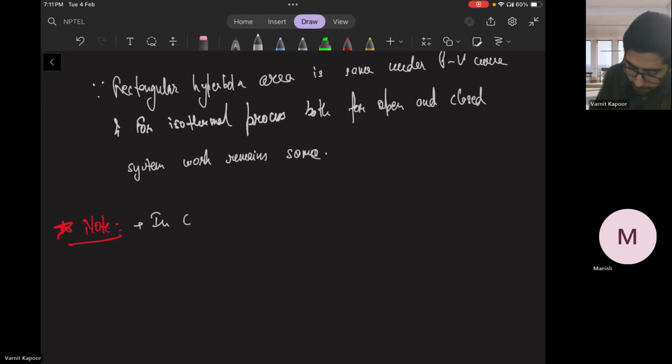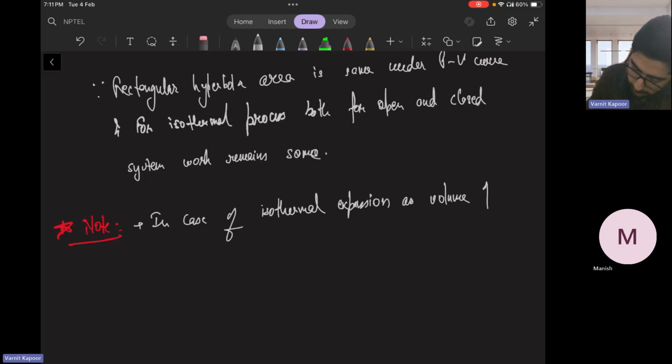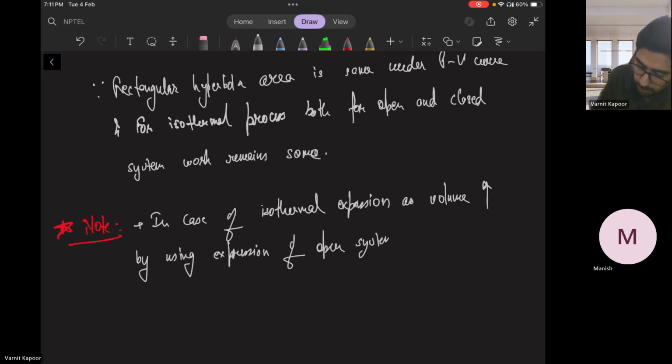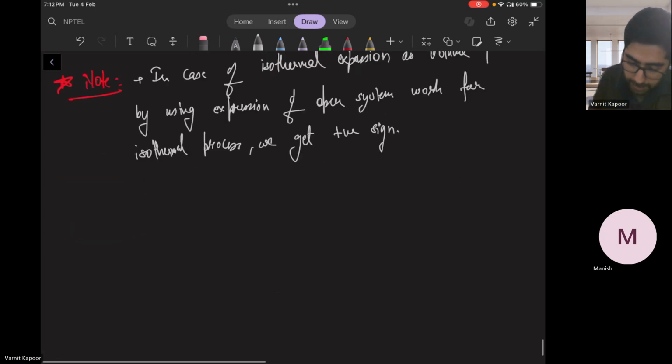In case of isothermal expansion, as volume increases, by using the expression of open system work for isothermal process, we get a positive sign. That is, V final by V initial is greater than 1 because V final is higher.